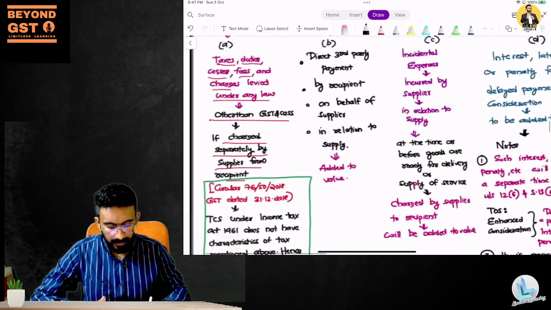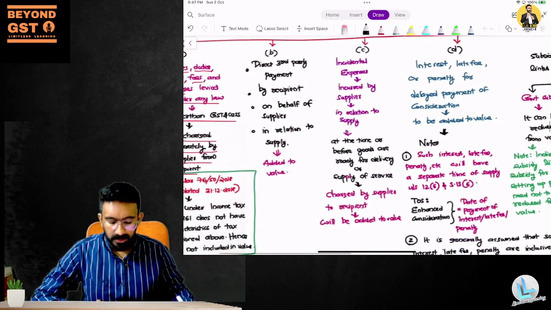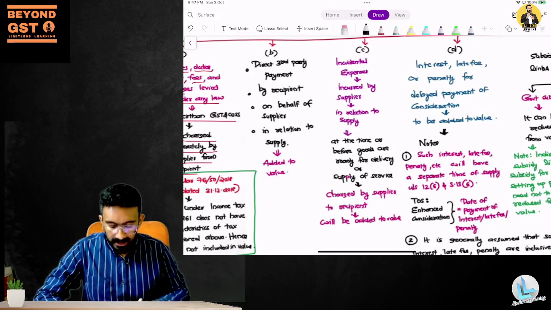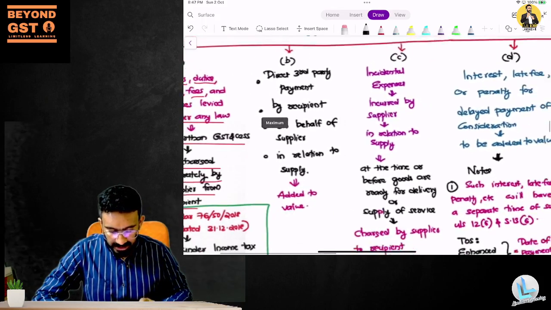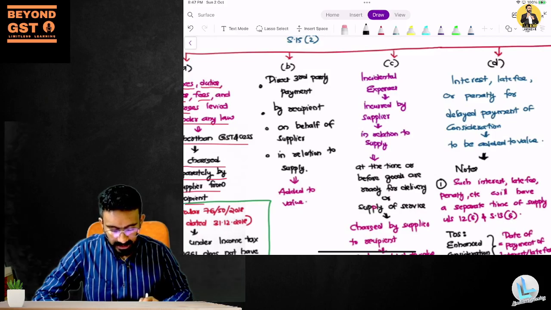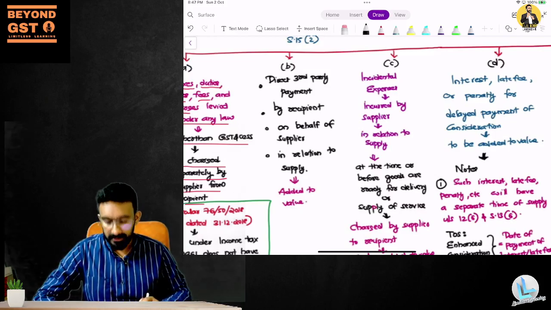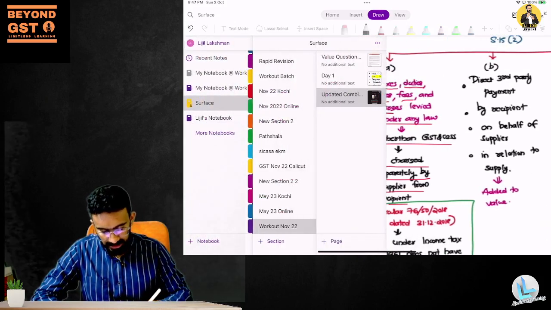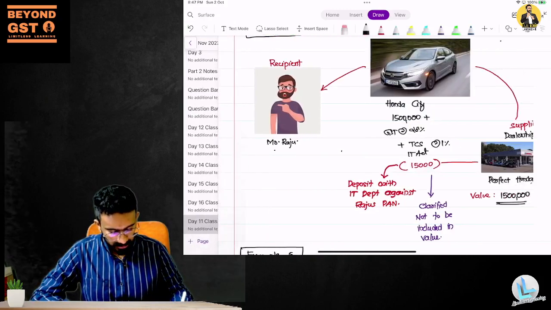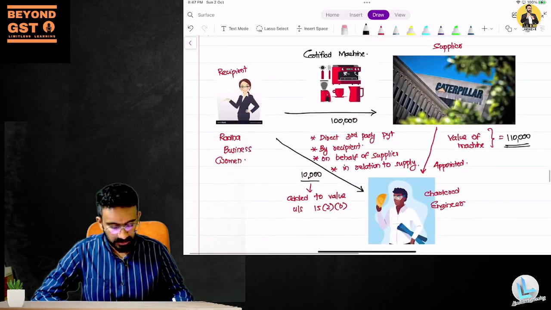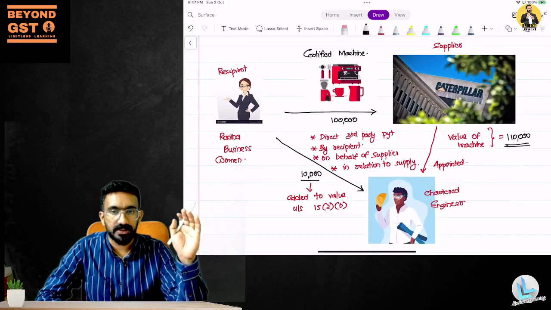Okay. Now, what is the next one? Direct third party payment by recipient on behalf of supplier in relation to supply should be added to the value. This is also a very simple and straightforward understanding. What it says, okay, is a straightforward example that I take.